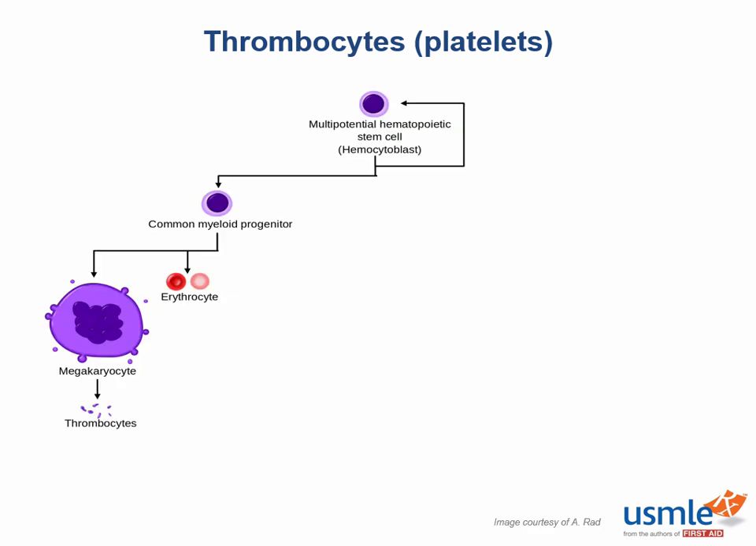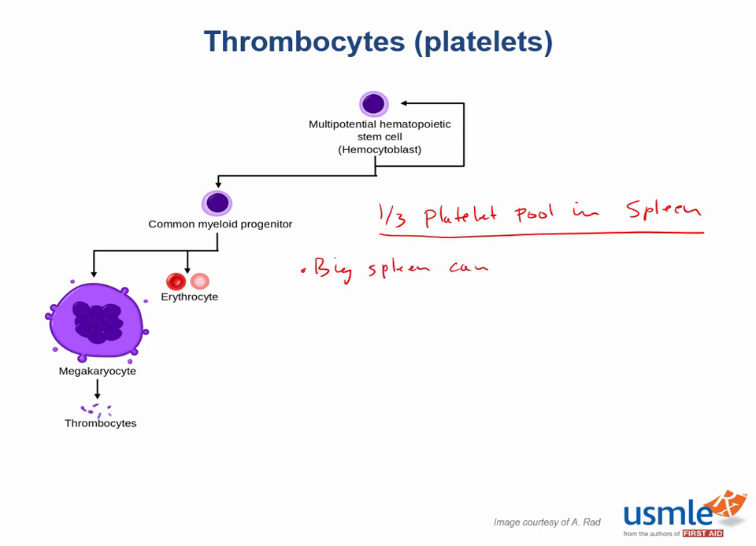The distribution of platelets is also interesting, as 1/3 of the total platelet pool typically is found in the spleen. Now with this in mind, patients with splenomegaly often become thrombocytopenic, or have low circulating platelet counts, because they have a vastly higher fraction of platelets that end up in their spleen.